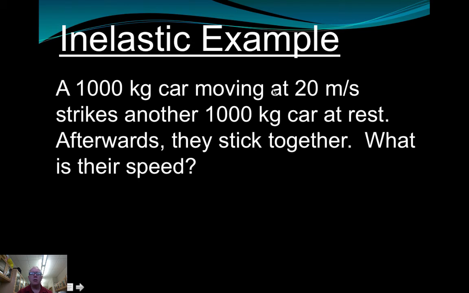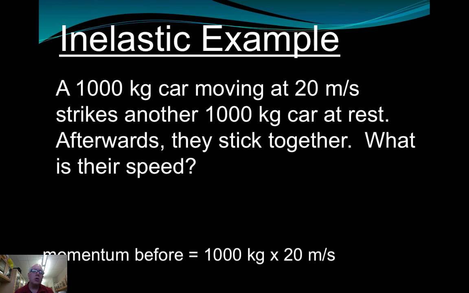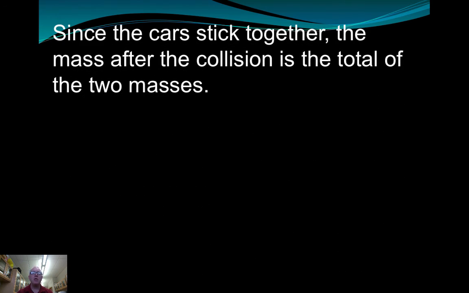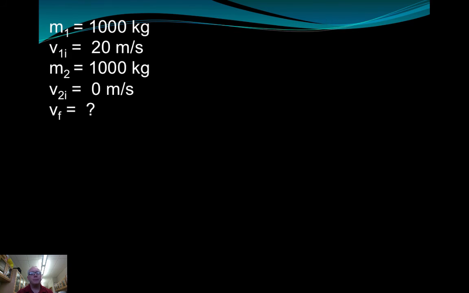And here we got the mass number 1 is moving. The other car is just sitting there. And then they stick together after the collision. So as always, I am going to identify the information, remembering that since the cars are sticking together after the collision, I might as well talk about the mass as being the combination of the 2 masses. I'll show you what I mean by that.